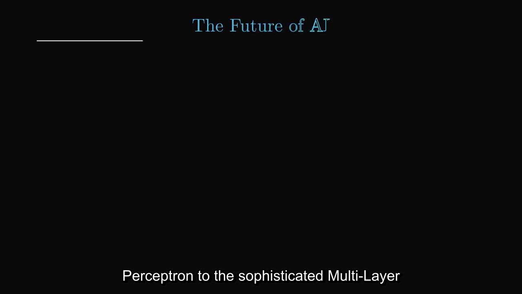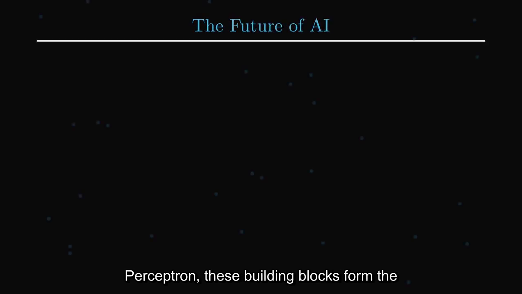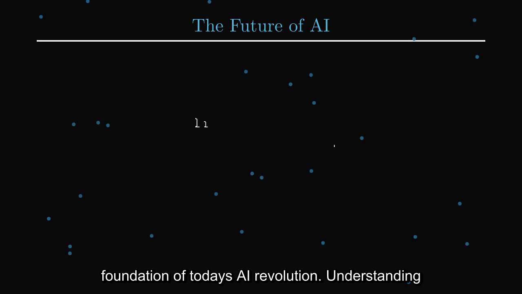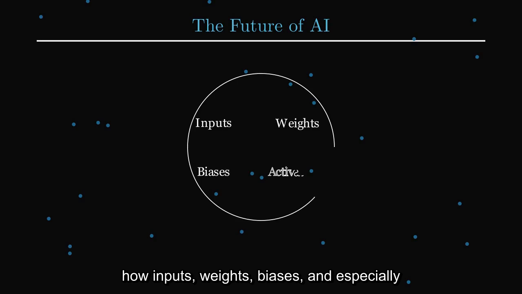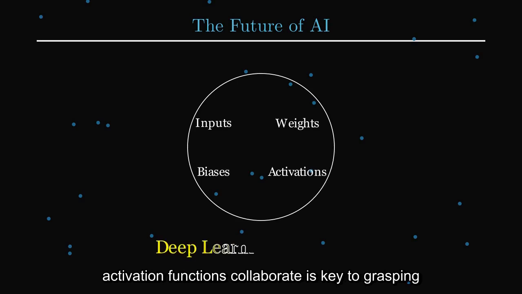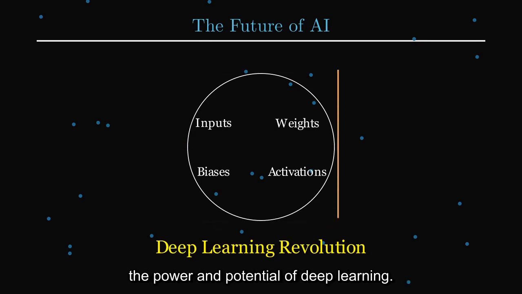From the humble perceptron to the sophisticated multi-layer perceptron, these building blocks form the foundation of today's AI revolution. Understanding how inputs, weights, biases, and especially activation functions collaborate is key to grasping the power and potential of deep learning.